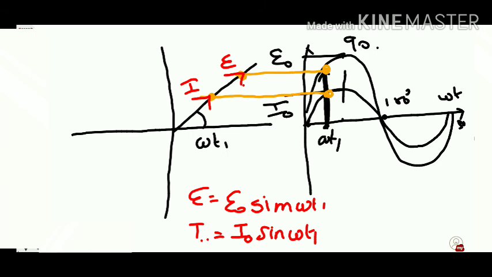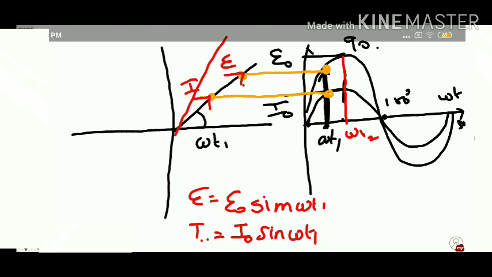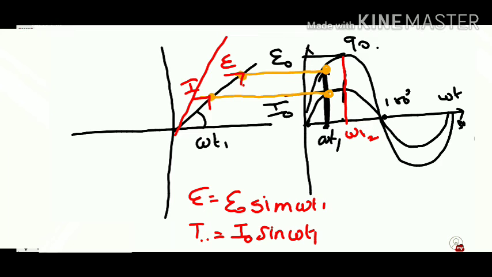Similarly, if you want to take another time instant, this is omega t2. I have to draw another phasor vector like this, and the amplitude of that vector, this point will be for current, this point for EMF. The equations for EMF and current will be epsilon naught sine omega t2 and I naught sine omega t2. This is how you represent the phasor diagram. Clear? Easy? Now we'll move on to the next topic.